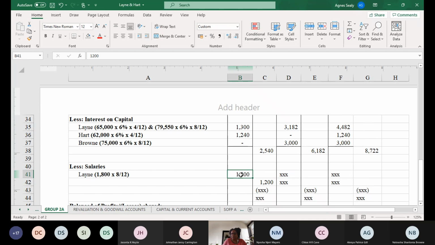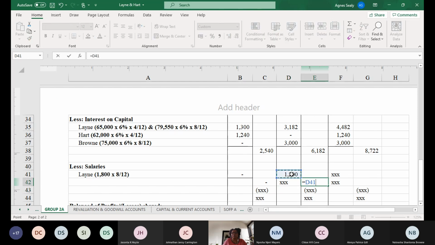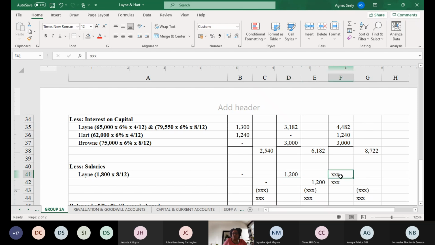So I put it in the wrong place, sorry. It's under the new. Right, so under the new, it is $1,200 that she's entitled to. Right, and we get our figure.